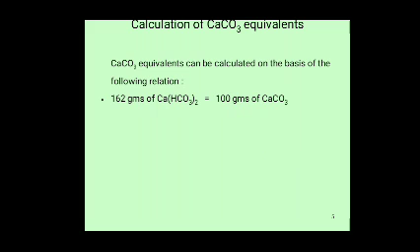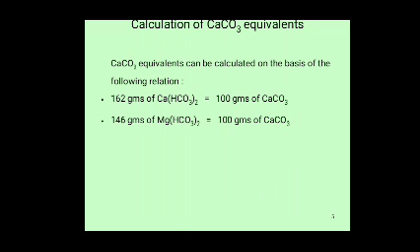Calcium bicarbonate: calcium atomic weight 40, hydrogen atomic weight 1, carbon atomic weight 12, oxygen atomic weight 16. Therefore, 1 Ca plus 2 hydrogen, 2 carbon, 6 oxygen. 40 plus 2 into 1 plus 2 into 12 plus 6 into 16, that is equal to 162. So 162 grams of calcium bicarbonate is equal to 100 grams of calcium carbonate.